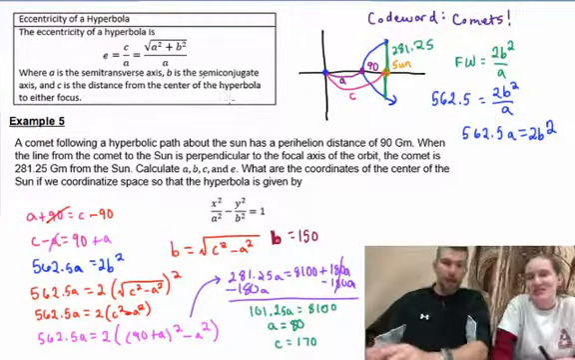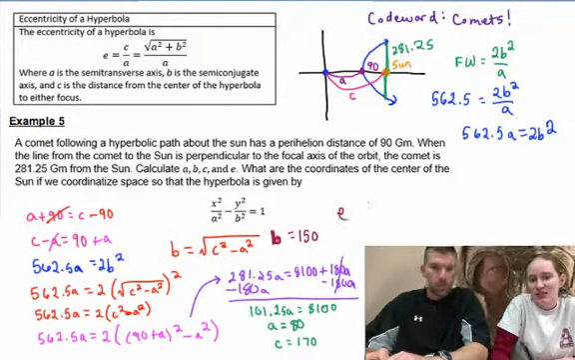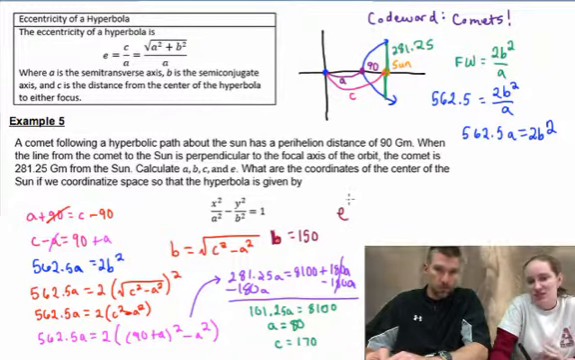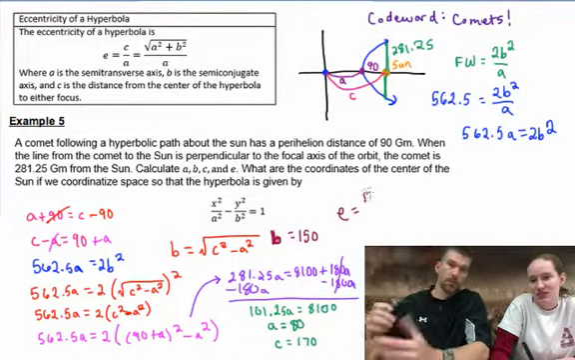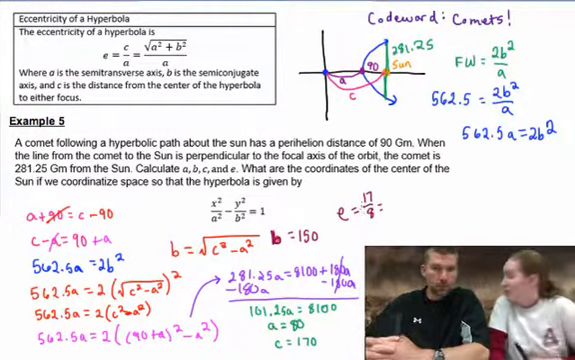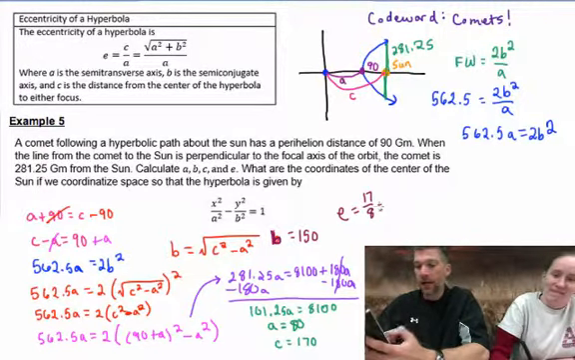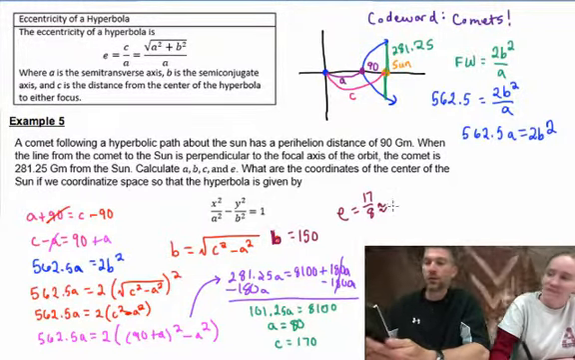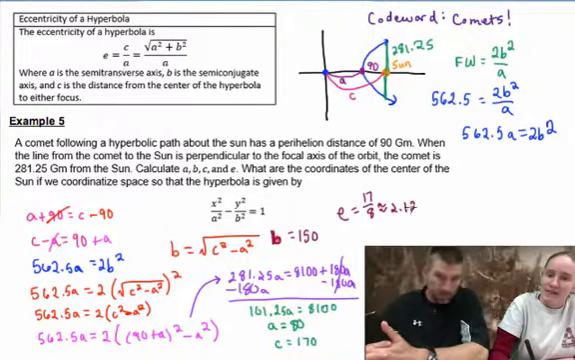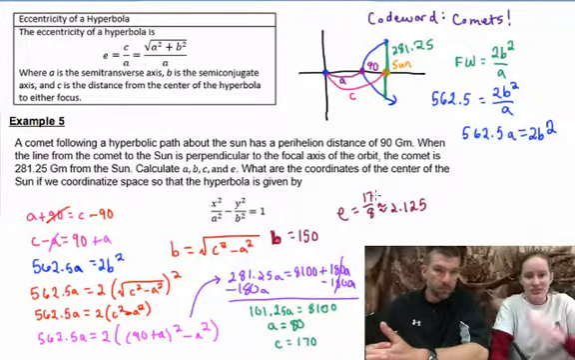And now E. So C over A. So 170 over 80, which you can get rid of the zeros, and that's 17 over 8, which as a decimal is 2.125. All right, so we've got A, B, C, and E.